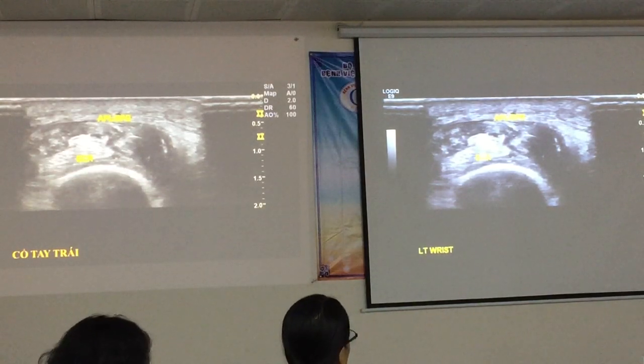So this is just another case. So this is the APL EPB coming across the ECRL.